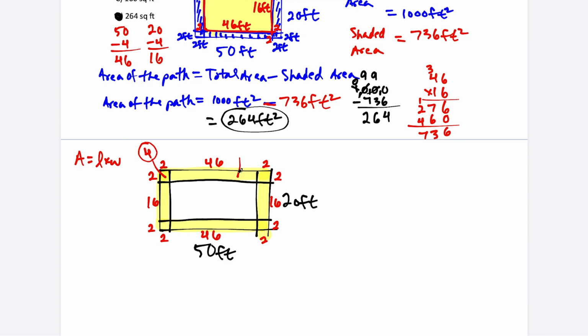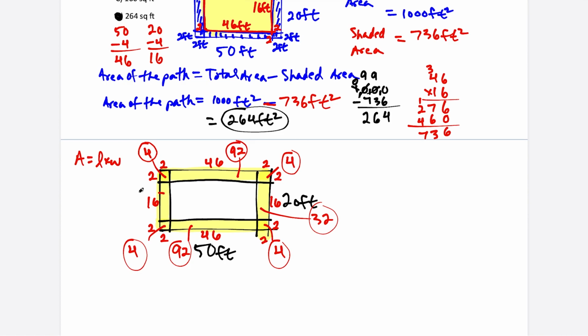And now this piece over here is 46 feet by 2 feet. And if I did 46 times 2, that's 92. So this piece over here is 92 square feet. And then I have 2 times 2 is 4. So this area is 4 square feet. 16 times 2 is 32 square feet. Over here, I have 2 times 2 is 4. So that's 4 square feet. And then I have 46 times 2 is 92. So the area of this rectangular piece is 92 square feet. And then we have 2 times 2 is 4. So this is 4 square feet. And then finally, this piece is 16 times 2. So if you do 16 feet times 2 feet, we get 32 square feet.